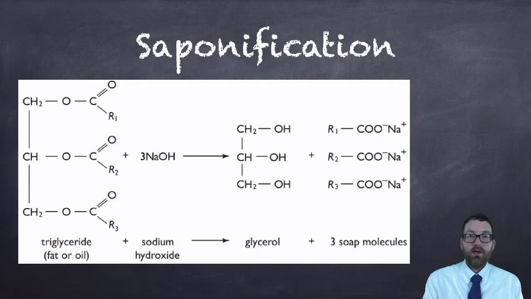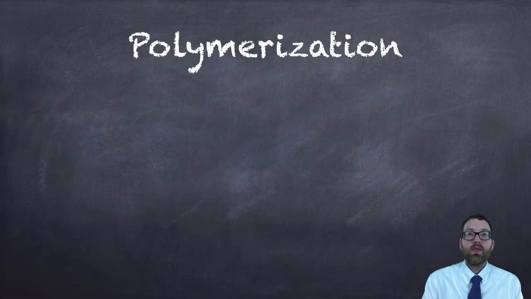All right, so this is kind of a shorthand way of drawing it. It's actually bigger than this, but this is a triglyceride, which is like a fatty oil here. And if you react this with the sodium hydroxide, you get a molecule of glycerol, and then you get 3 soap molecules. So you make soap.